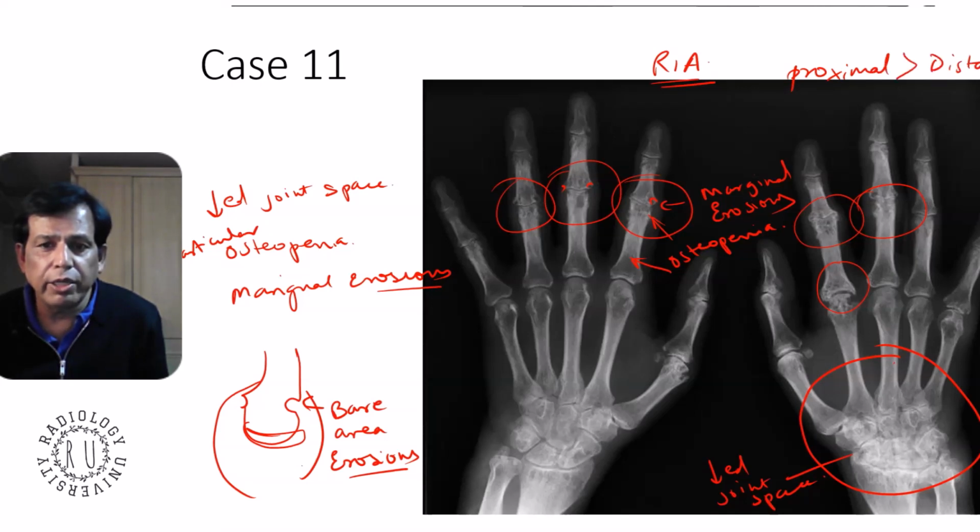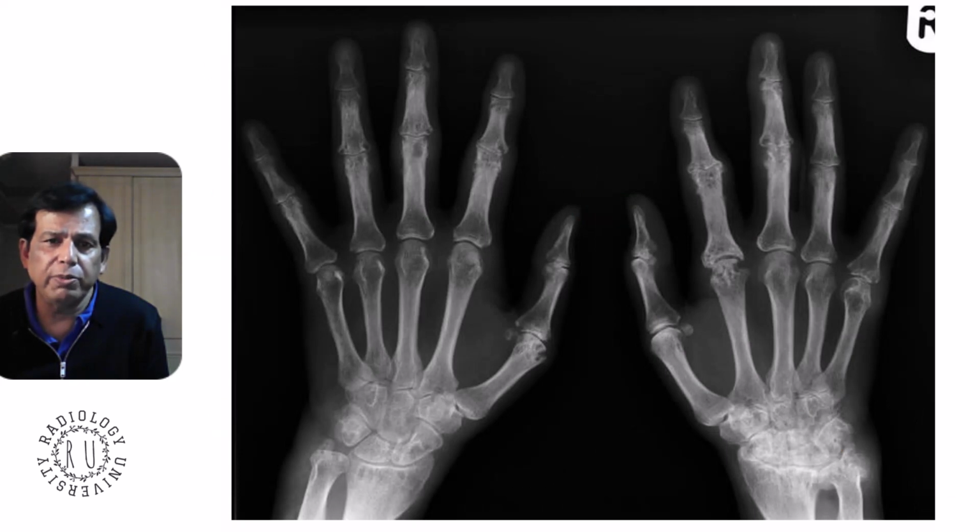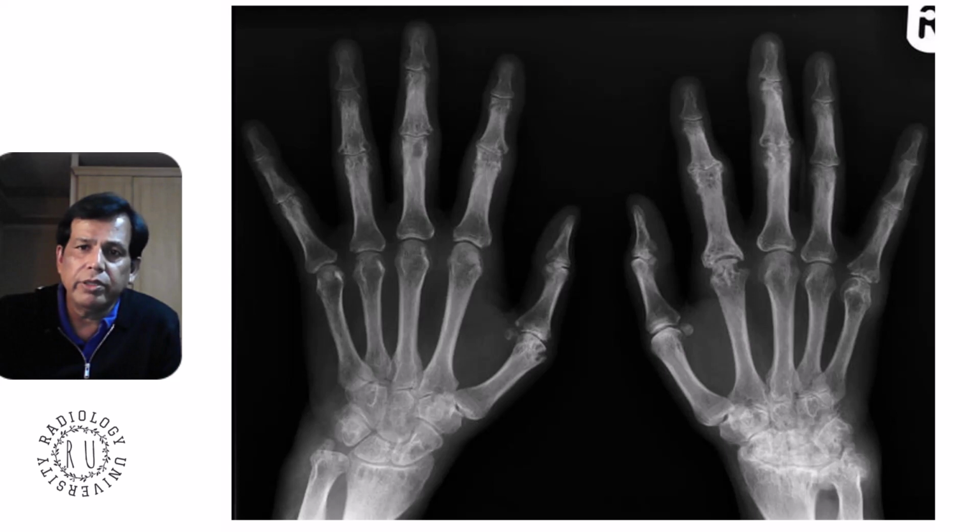The thing to remember is loss of joint space and erosions. Here it is a symmetrical and asymmetrical pattern, but it's more proximal and distal. This is typically RA. Rheumatoid arthritis is an inflammatory condition, which is more proximal and distal.